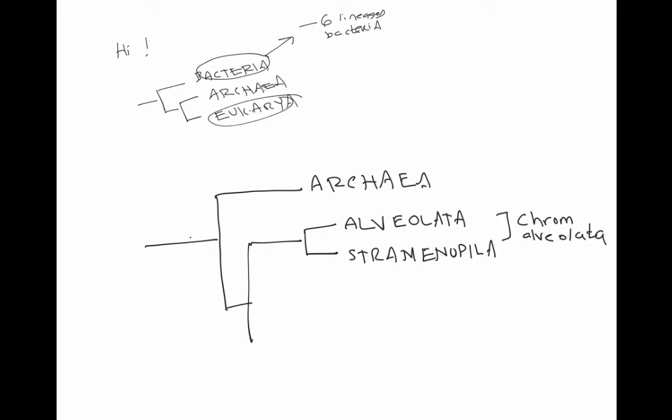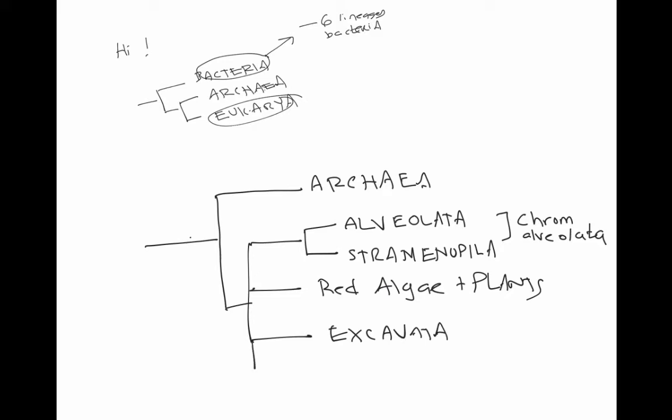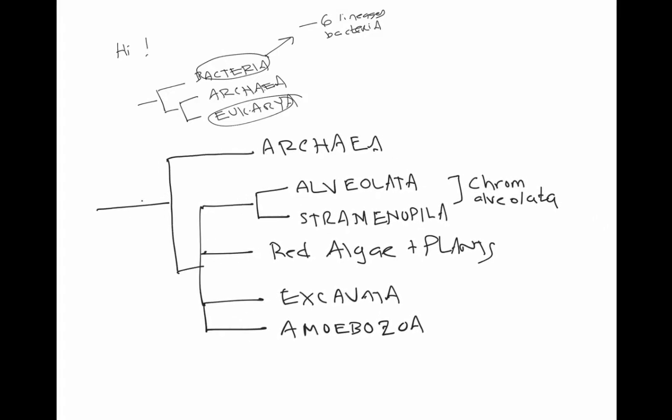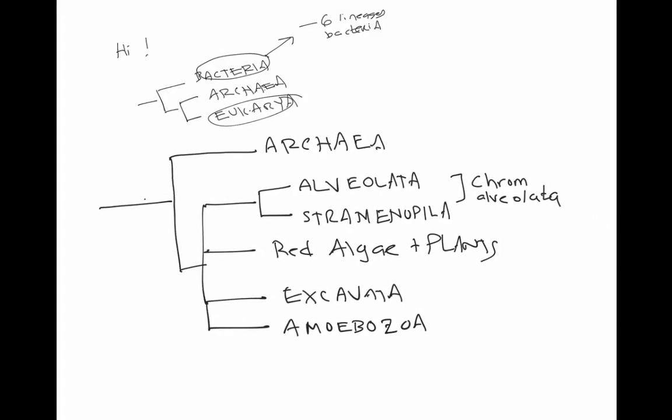Okay, the other groups you need to know are red algae and plants, excavata, and amoebozoa. Okay, so these are your major groups. And so now you have this first tree, the bacteria, archaea, eukarya. You're going to explode the bacteria tree the same way we just did with eukarya. You're going to also explode plants and algae the same way that we've just done eukarya.